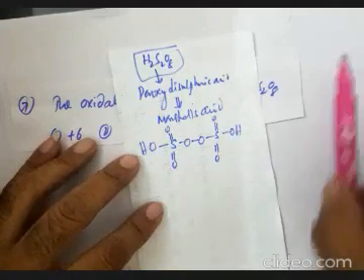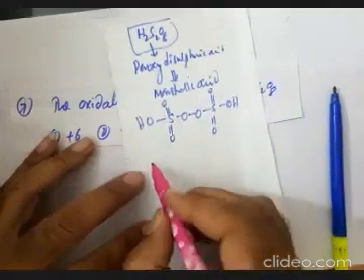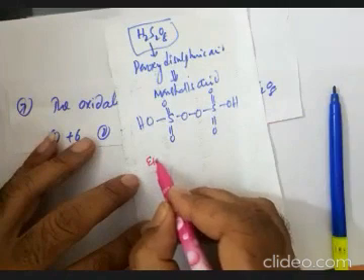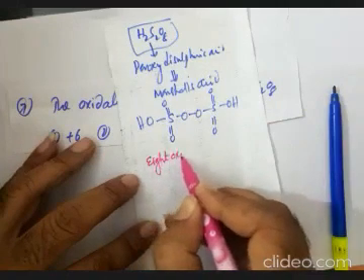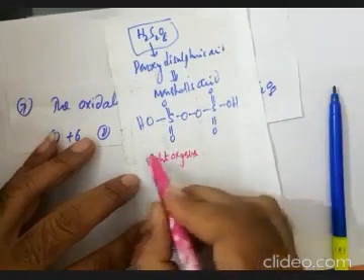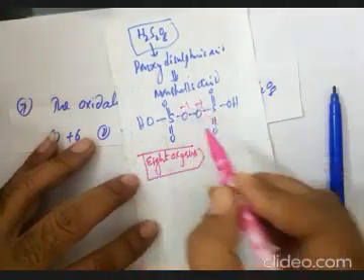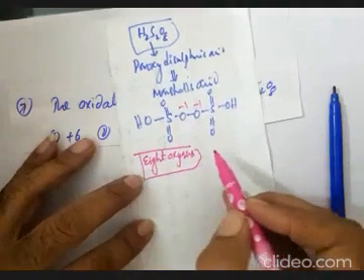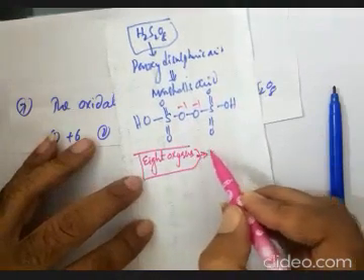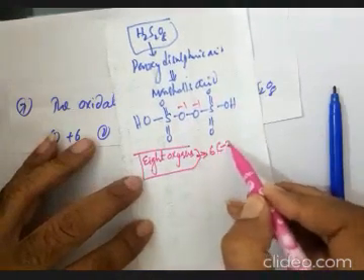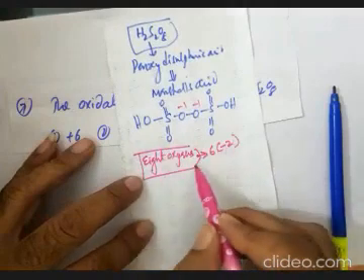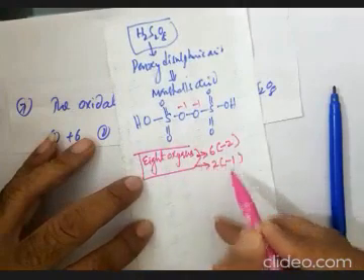Here total how many oxygens? Total 8 oxygens. From 8 oxygens, 2 show -1, and the remaining 6 show -2.